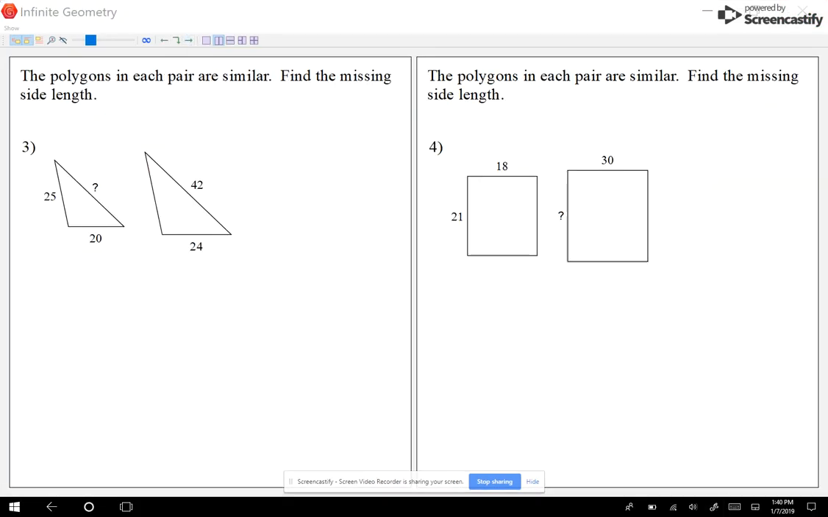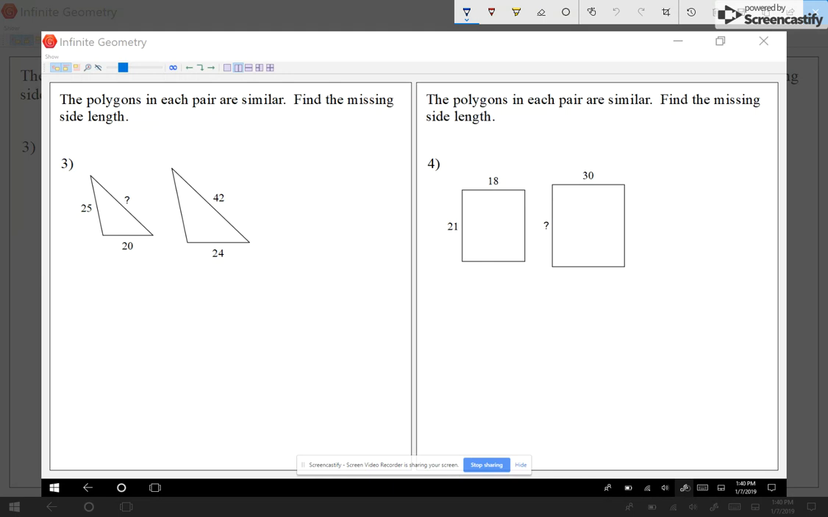Now here, I'm going to start by telling you the polygons in each pair are similar. So because I'm saying they are similar, I'm already telling you the sides are proportional. So I'm telling you, find the missing side length. From each figure, I'm only going to use 2 values. The triangle on the left has 3 values. You only need 2. Right?